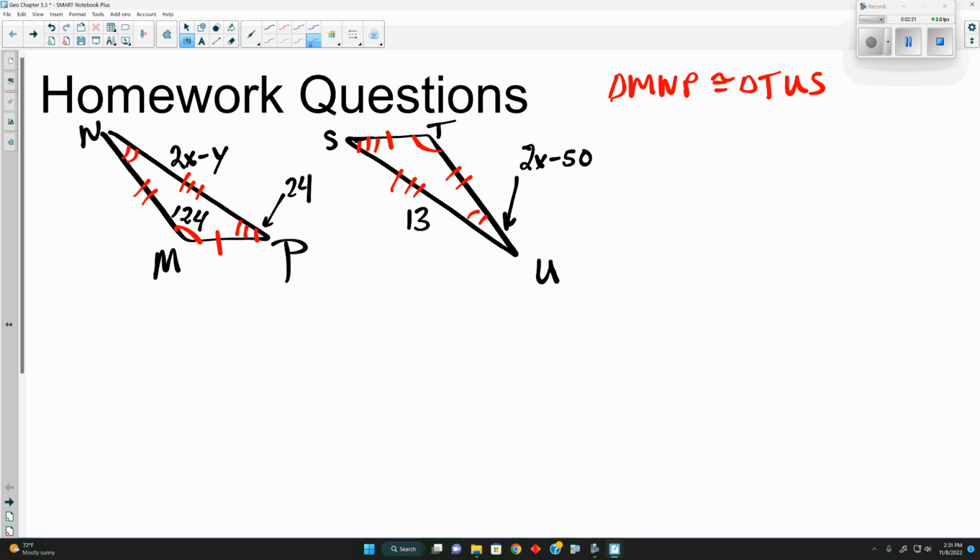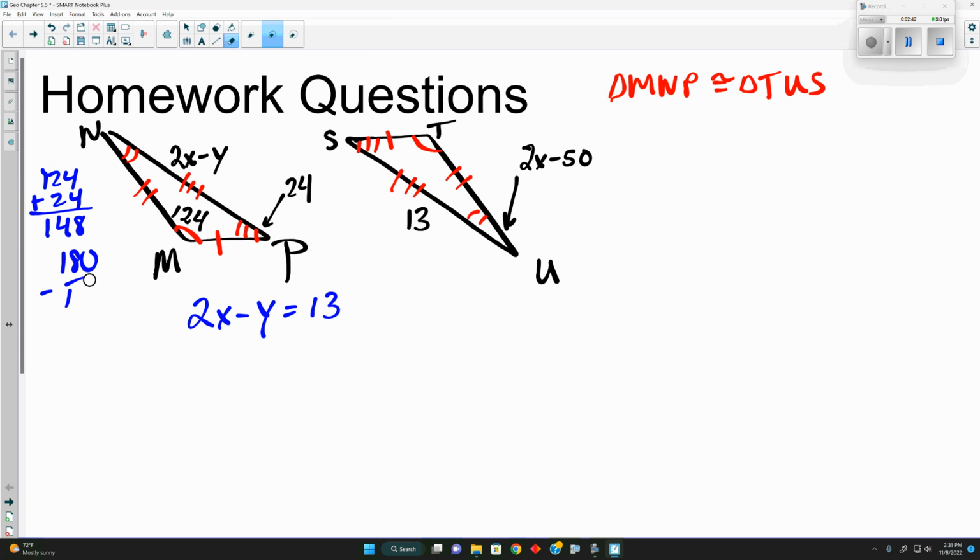these here. Now it does tell us that 2x minus y is 13. Now the three angles in this triangle do add up to be 180. So we can take 124 and add it to 24 to get 148. From there we can subtract 148 from 180. Which gives us 32. So the measure of angle N is 32, which does match up with our 2x minus 50 is 32.